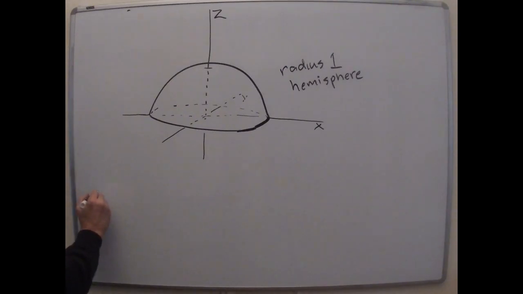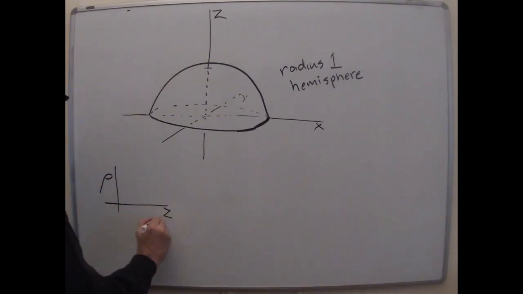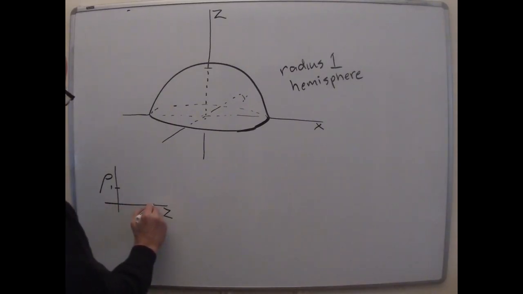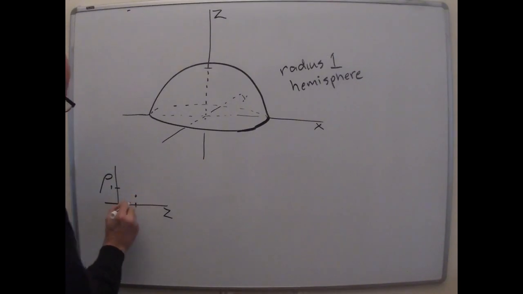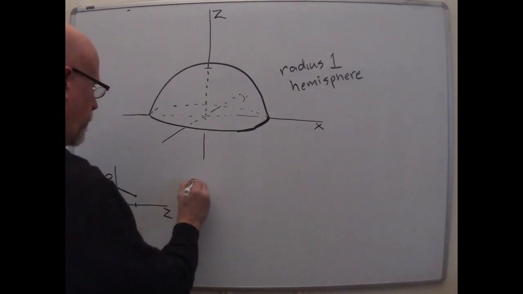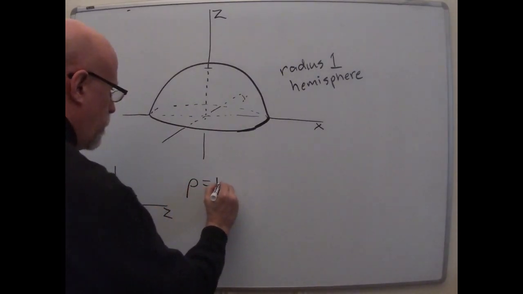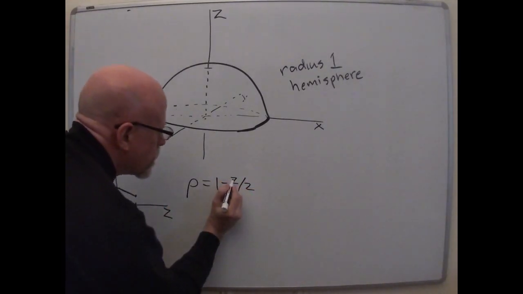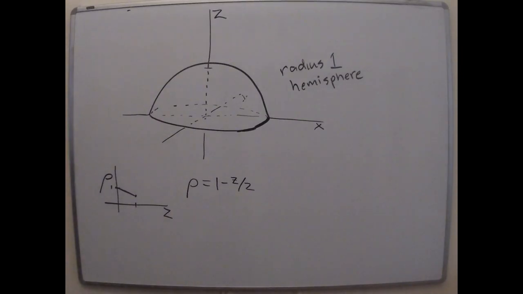But here's the idea. I want rho really to be just a function of z. And when z is 0, we're starting at density 1. And when z is 1, which would be here, we're getting to density 1/2. Well, that's easy to figure out what rho is. Rho is 1 minus z over 2. I'm going to cross my z so you can tell it from my 2.